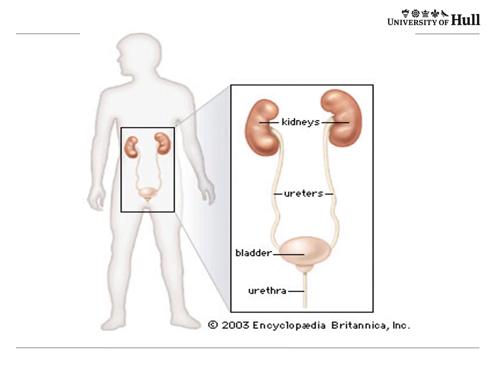This diagram shows the basic plumbing, as it were, of the renal system. There are two kidneys, left and right. The left is slightly higher than the right. These are connected to the urinary bladder by ureters, and urine is expelled from the urinary bladder via the urethra.